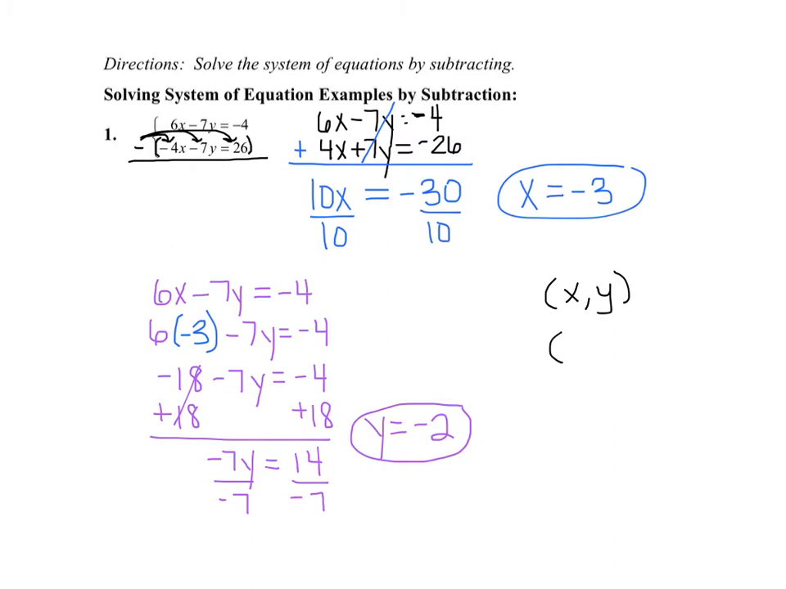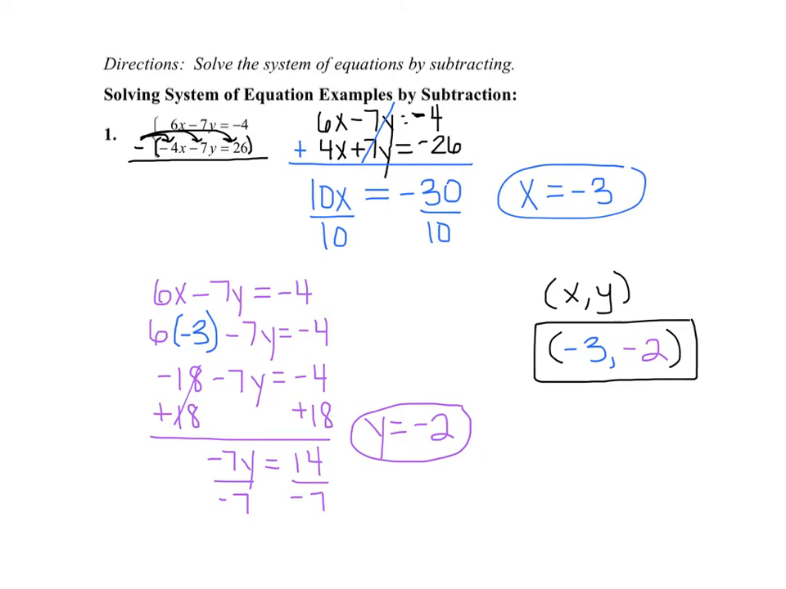So our x value we solve for is negative 3, and our y value equals negative 2. And remember, you can check your answer to see if it works by plugging in negative 3 for your x value and negative 2 for your y value, and you can see if the equation equals negative 4.